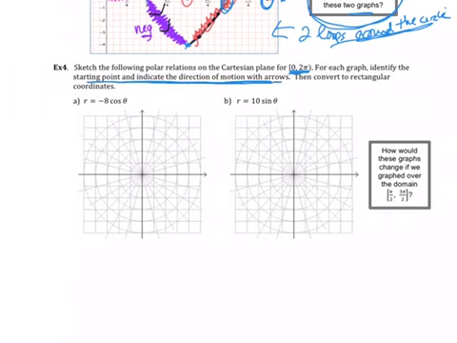This is really important because this is going to be on your quiz. We're going to ask you to indicate the starting point and the direction. So you need to add this into your notes sheet. Okay, sorry about that.